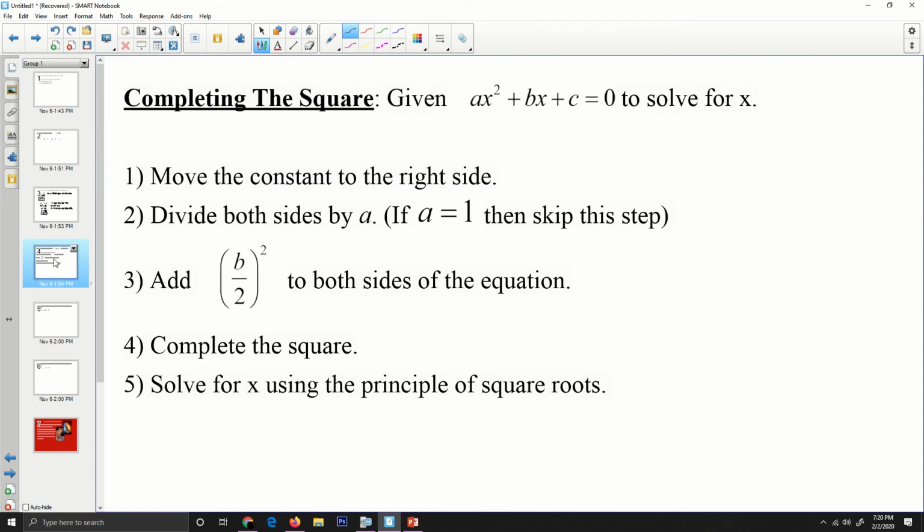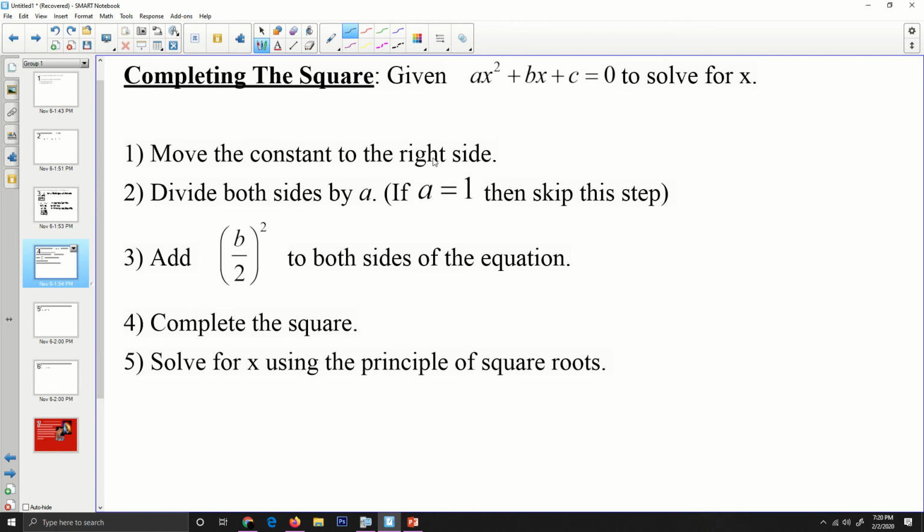Completing the square is a method that you can use to solve a quadratic equation that is in the form ax squared plus bx plus c. The way that you're going to do that is you're going to move the constant to the right-hand side, so we'll subtract c from both sides. Then if a is not equal to 1, we're going to divide both sides by a, and then we're going to add b over 2 squared to both sides of the equation. That is actually completing the square for us.